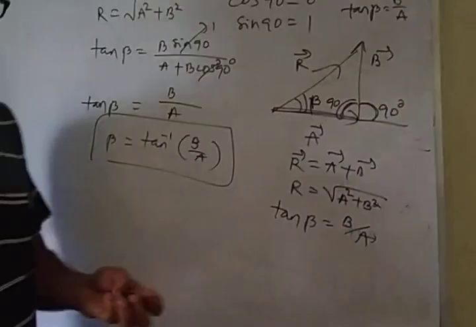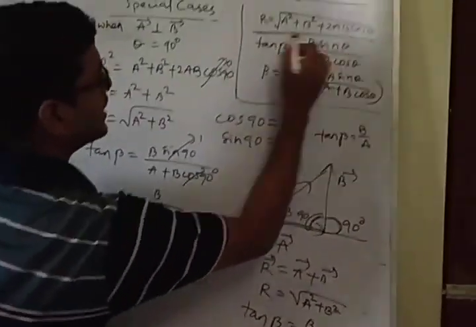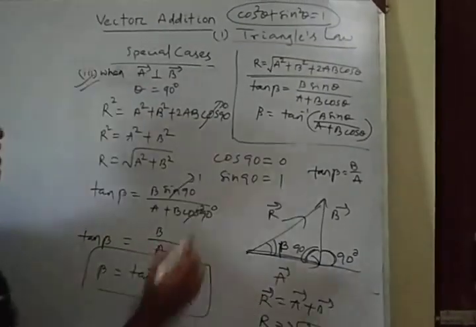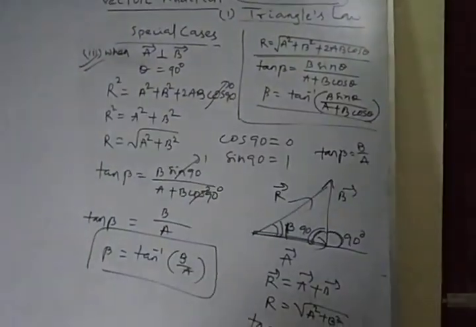Hope you are clear. But the most important thing is to remember this formula: R equals the square root of a square plus b square plus 2ab cos theta, and beta equals tan inverse of b sin theta by a plus b cos theta.